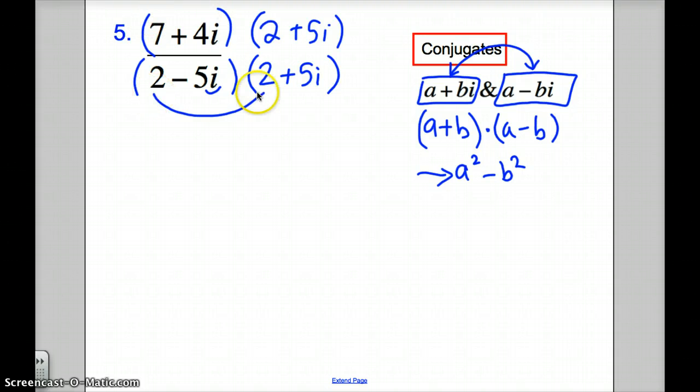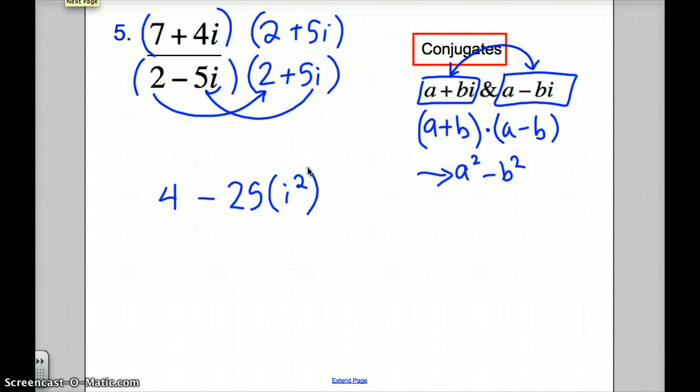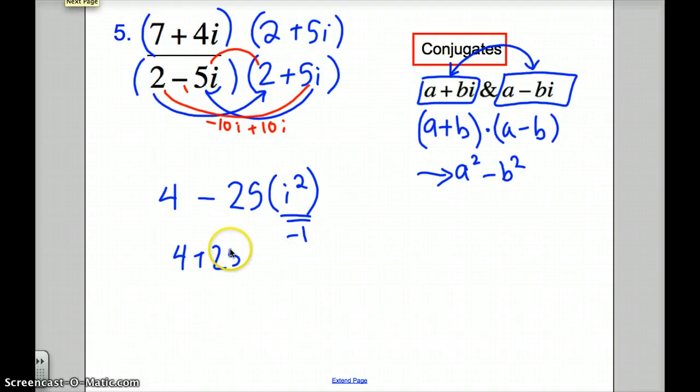So keep in mind that this creates a difference of two squares in the denominator. So we're going to have 4 minus, and then our last term will be, let's see, 5 times 5 is 25 times i squared. The reason, remember, is because these middle terms will cancel. That'll be negative 10i, and then the outer terms will be positive 10i. So those terms cancel, which is the whole goal. We don't want any i's down there, because this simplifies to negative 1. So our denominator becomes 4 plus 25, or 29. So this is our denominator, 29.